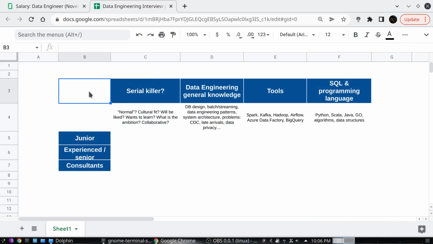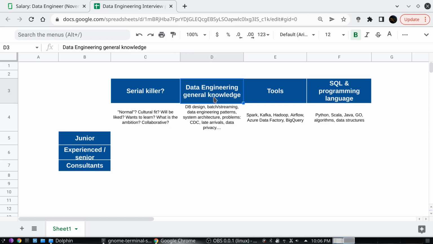A very standard data engineering interview process looks something like this. At the beginning, they will try to check if you are a serial killer. It means: if you are somehow normal, will you fit the company in terms of culture? Will the people who are already in the company be willing to work with you? Are you open to learn? So they will try to figure out what kind of person you are.